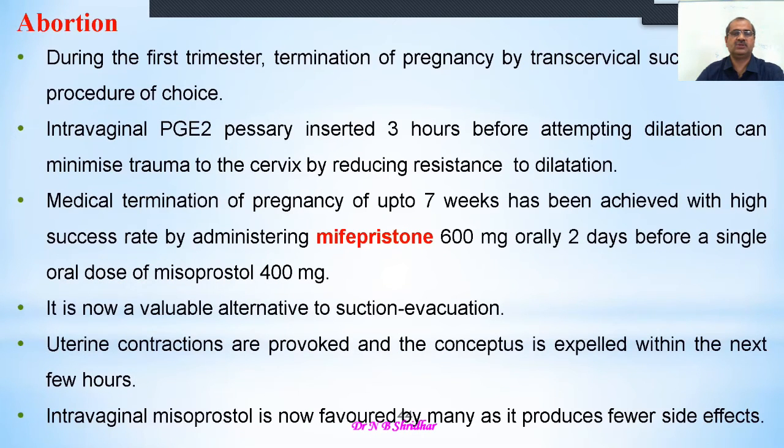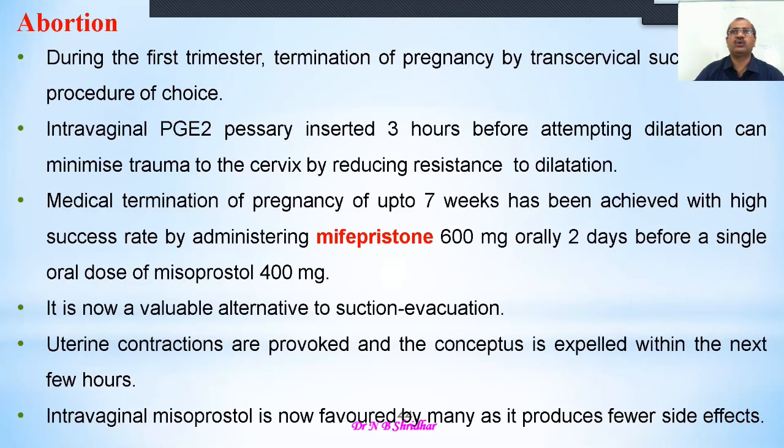And how the drug is going to cause abortions is, during the first trimester, termination of pregnancy by transcervical suction is the procedure of choice at present, but an intravaginal PGE2 pessary inserted 3 hours before attempting the dilatation is also used to minimize the trauma to the cervix by reducing resistance to dilatation.